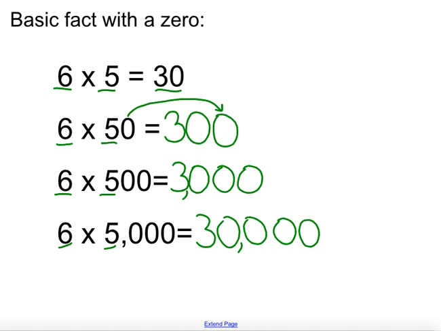Also looking at these and remembering the lesson 10 times as many, okay? So you will see that we go from 30 to 300 to 3,000 to 30,000. It gets 10 times greater, okay?